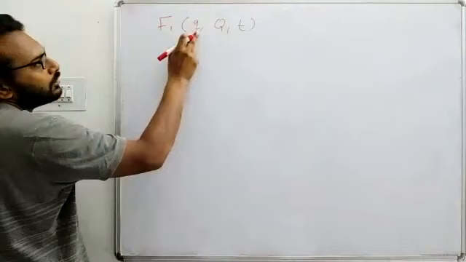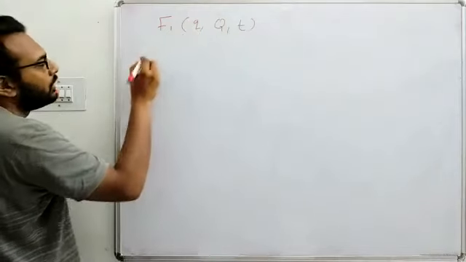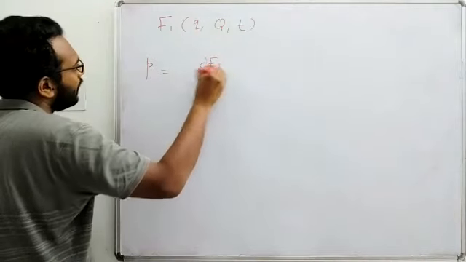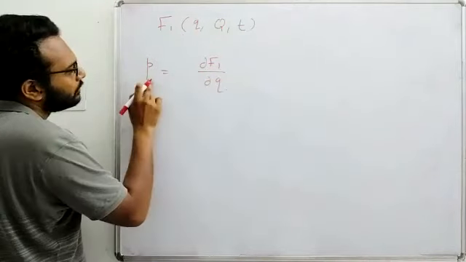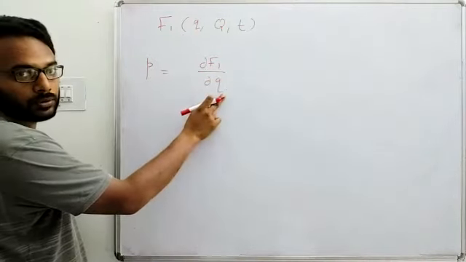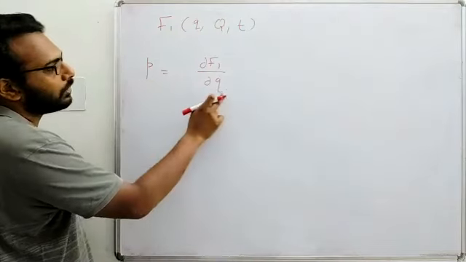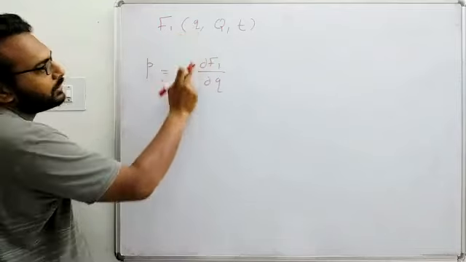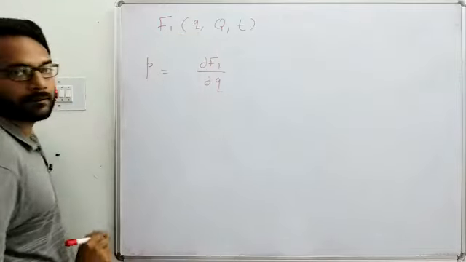Here you've got small q, right? So you can say small p is equal to dou F1 by dou small q. The small p is always related to a small q, and here q is in the first position, so there is no minus sign, it's a plus sign.